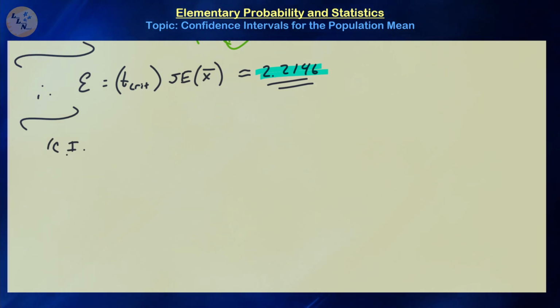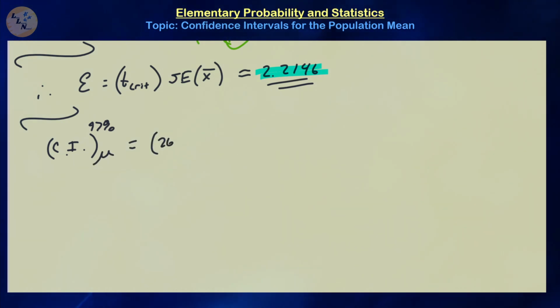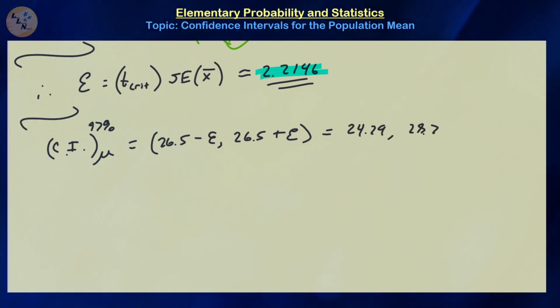Once you have your margin of error for your confidence interval, then you can calculate your confidence interval. So the confidence interval that we're working under is a 97% confidence interval, and we're approximating mu. That's going to be equal to the point estimate, which is x bar, minus epsilon, and the point estimate, 26.5, plus epsilon. And that's going to come out to approximately 24.29, 28.71. So that is our confidence interval that we aim to get.